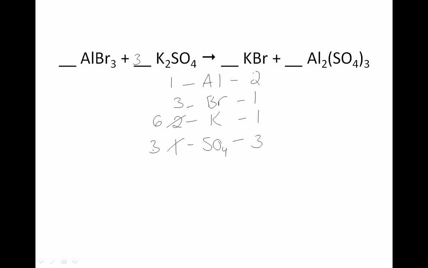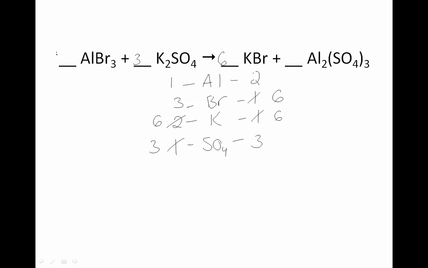I can go anywhere from here. I will try my potassiums. So I need to have 6 potassiums. So that will change both my potassium and my bromine. So it makes it be 6 potassiums, but now I've got to change my bromines. So 6 bromines. Go back to the left now.